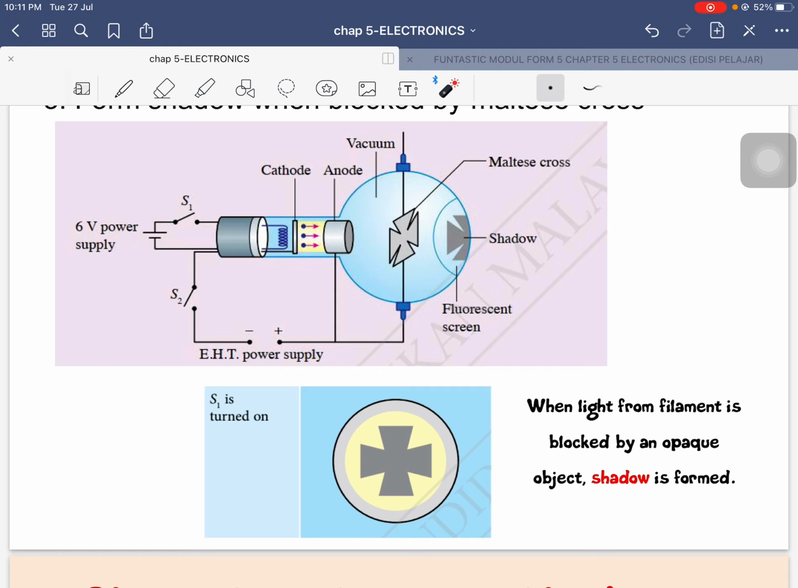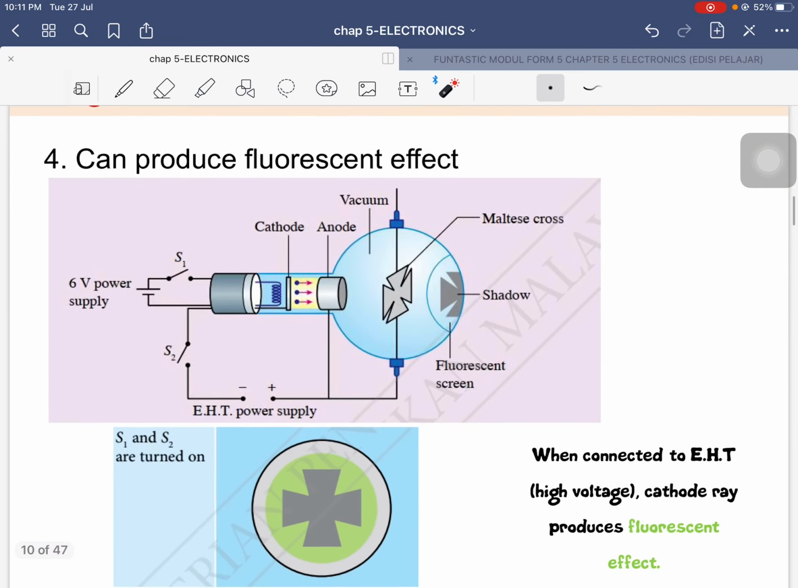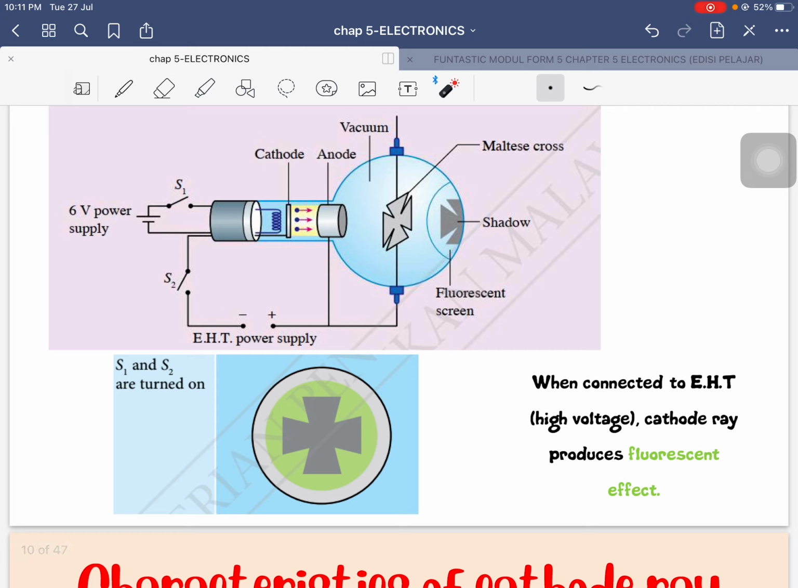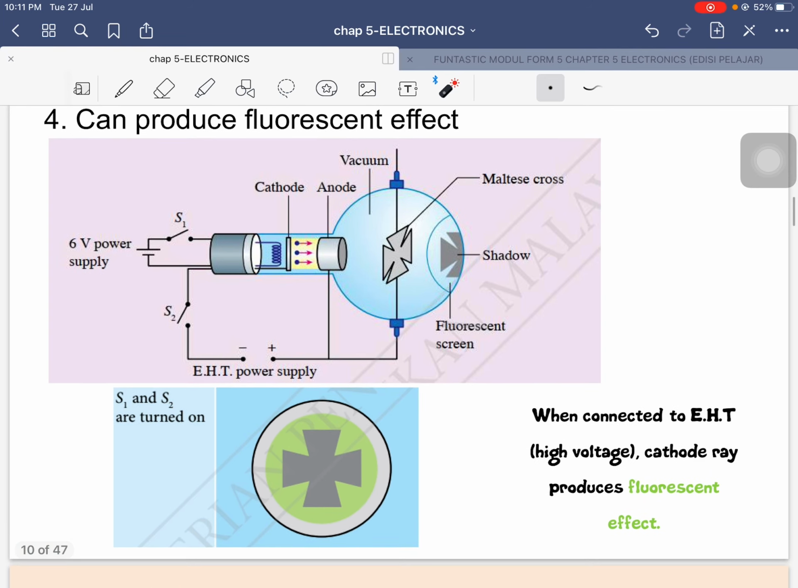But what happens if we connect the extra high tension, meaning we turn on switch 2 as well? When we switch on S1 and S2, we provide the cathode ray with high voltage. We are giving energy to the electrons, and the cathode ray will produce a fluorescent effect on the screen. So we will see a green fluorescence on the screen.